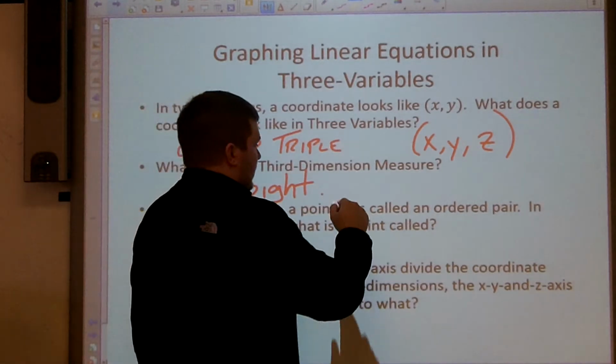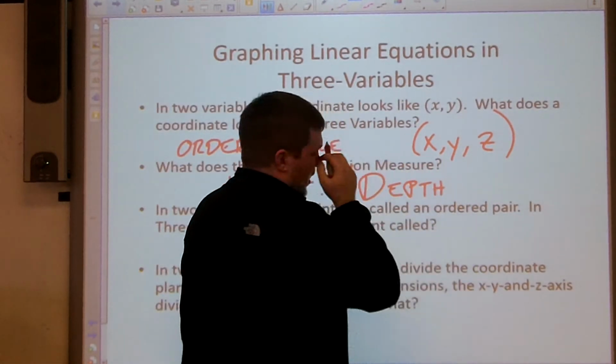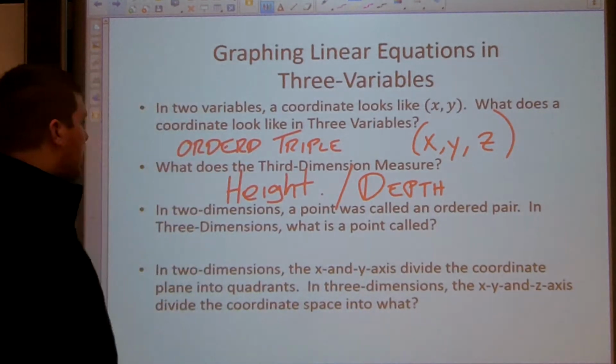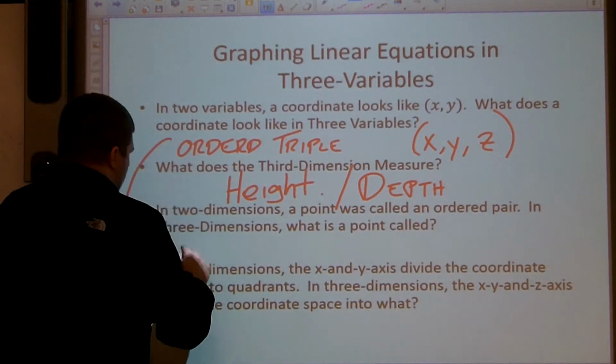Sometimes this is called depth. So let's put depth over here. If you think about a pool, how deep it is, that type of thing. All right, so again, it's called an ordered triple, so we have already answered that.